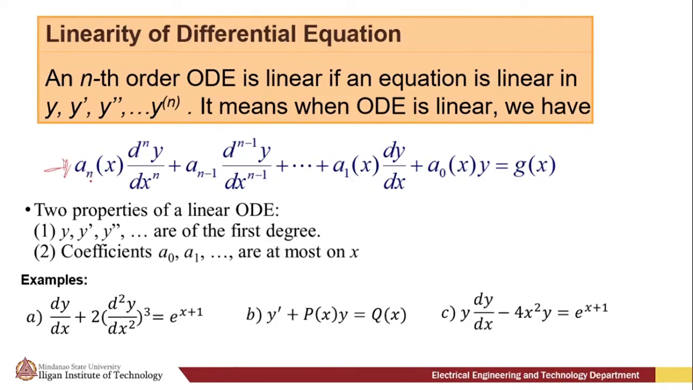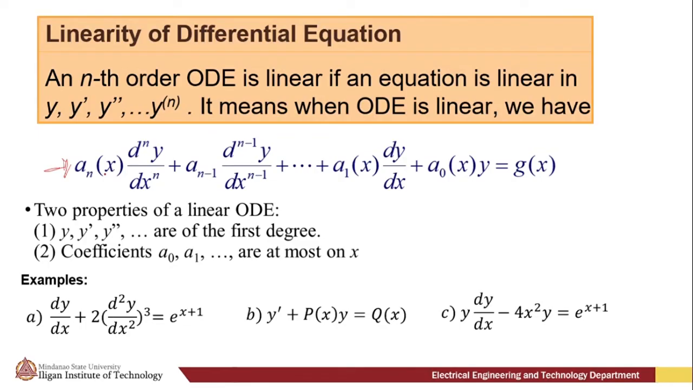We have a sub n of x times the nth derivative of y with respect to x, plus a sub n minus 1 times d raised to n minus 1 y over dx raised to n minus 1, up to a sub 1 of x dy over dx plus a sub 0 of x times y equals g of x. So it diminishes from the nth order until the 0th order of our dependent variable.